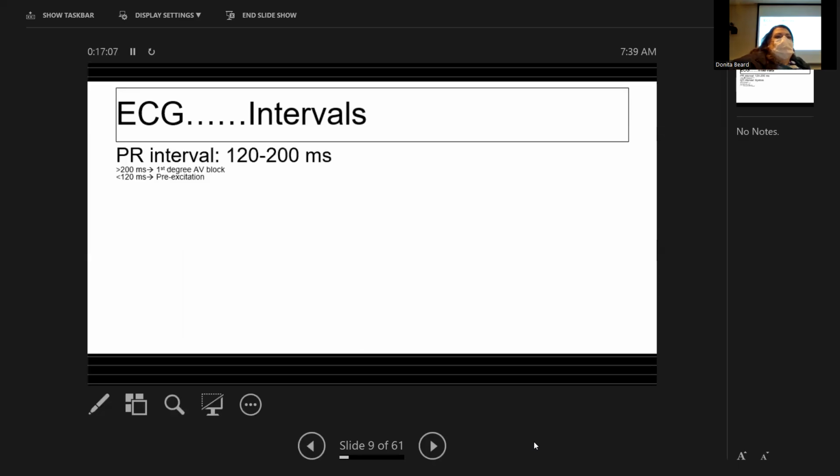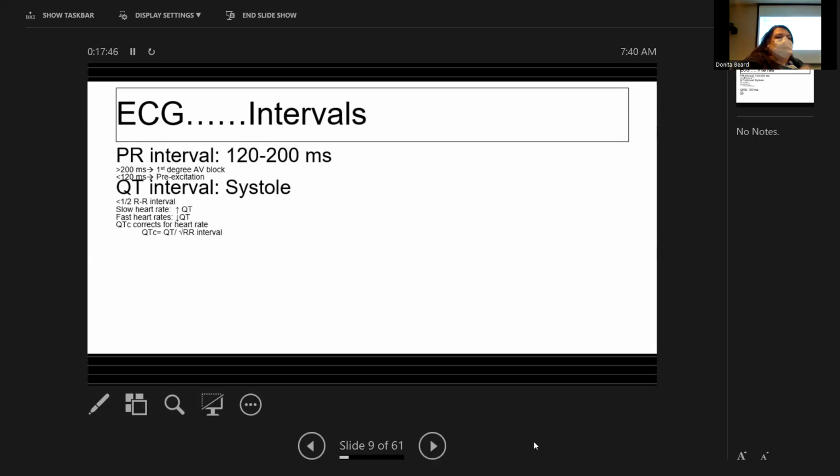So when you look at the intervals on EKG, the PR interval is basically from when the atria start contracting until the ventricles start. Normal is 3 small boxes to 1 big box, so 120 to 200 milliseconds. If you have greater than 200 and it's consistent, that's a 1st degree AV block. Less than 120 is called pre-excitation, or it can even be indicative of a junctional rhythm. If you have a P wave that's right on top of the QRS complex, sometimes that can be junctional.